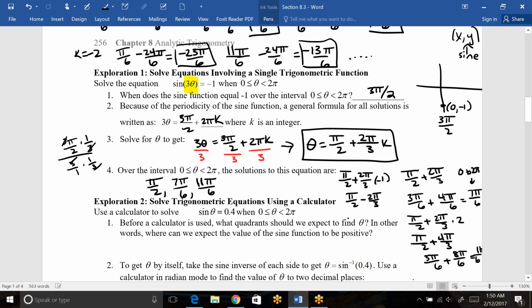Multiply by 3 on this side, 2 on this side. That's 3 pi over 6 again, minus 4 pi over 6. So see, that's negative pi over 6. That's no longer from 0 to 2 pi. It's the other direction. So it looks like these are our 3 solutions here.